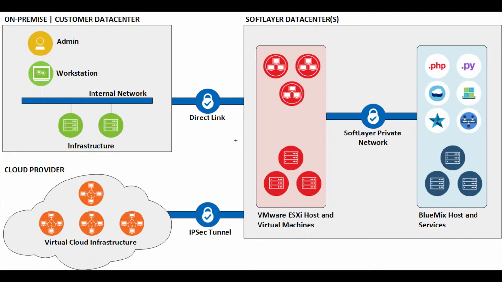In the hybrid cloud scenario shown, we have a customer data center connected to Softlayer through a secure, private, high-bandwidth direct link. In Softlayer, we have a cluster of VMware hypervisors running virtual machines that are connected to a dedicated Bluemix offering and other cloud infrastructure.